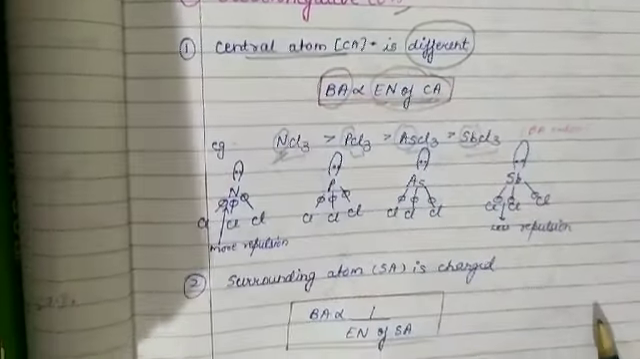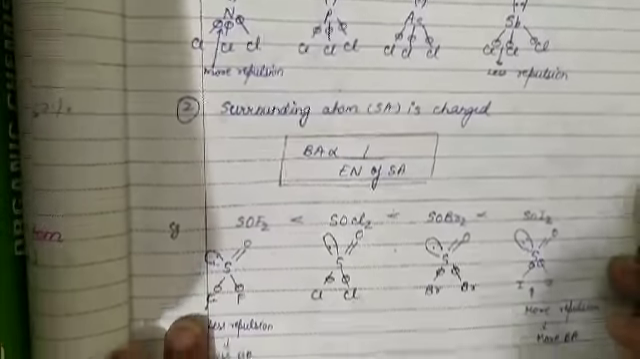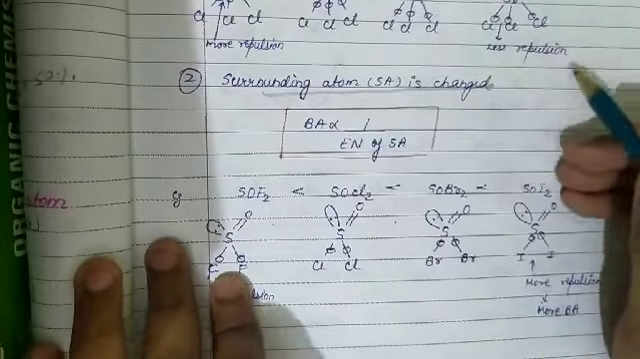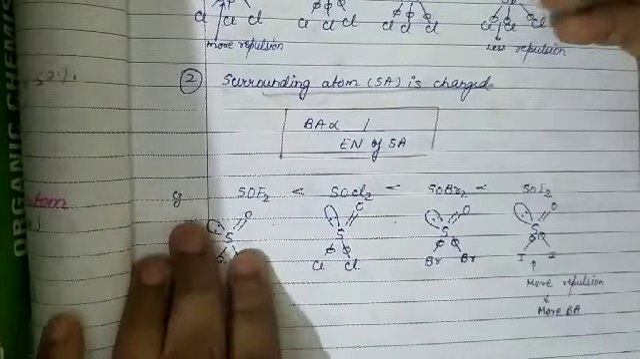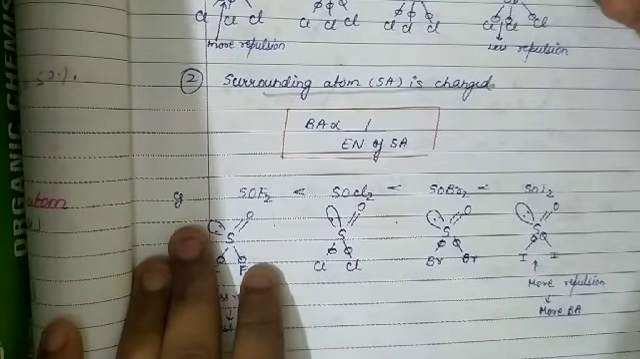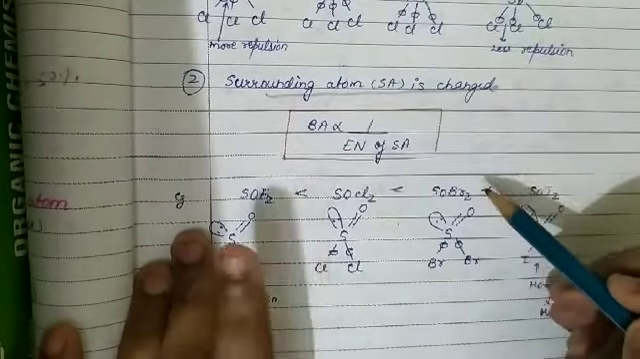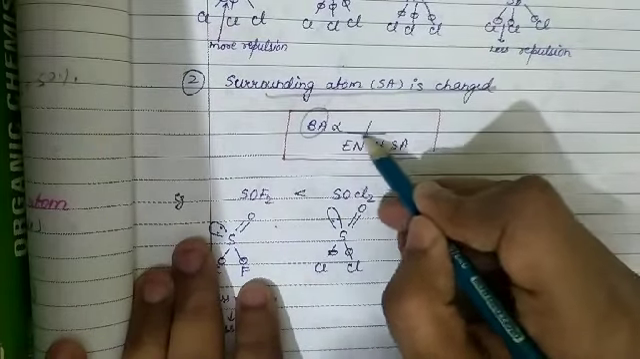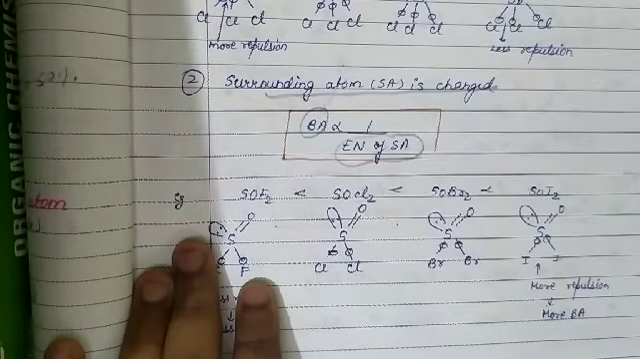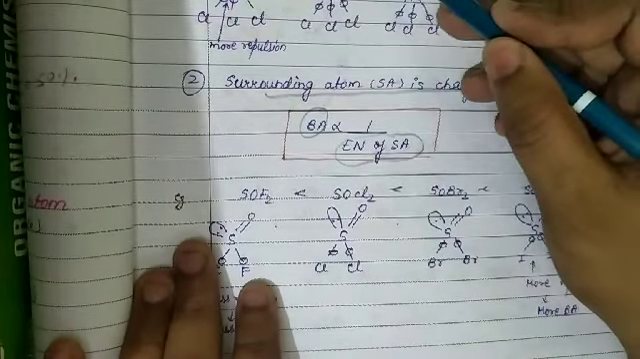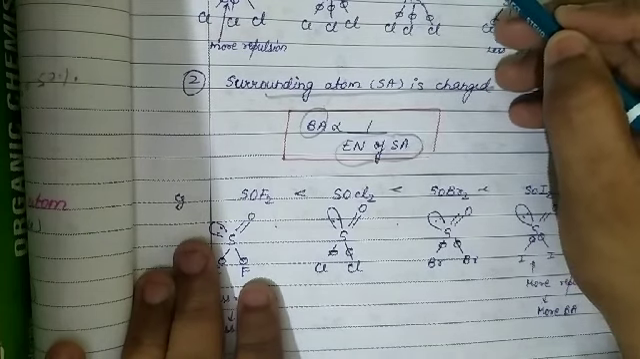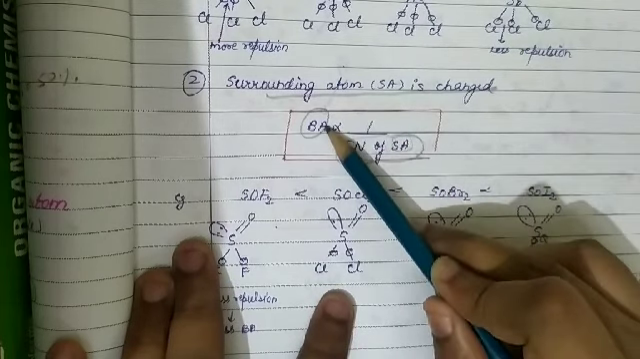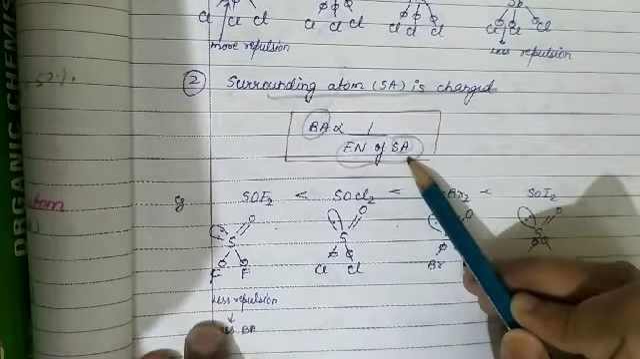See the next case. The next case is if the surrounding atom is changed. In the last case, the central atom was varying and the surrounding atom the same. But in this case, the central atom is the same and the surrounding atom is varying. In this case, the bond angle is inversely proportional to the electronegativity of the surrounding atom. So in the last case, bond angle is directly proportional to electronegativity of the central atom when the central atom is different. And in this case, when the surrounding atom is different, the bond angle is inversely proportional to the electronegativity of the surrounding atom.